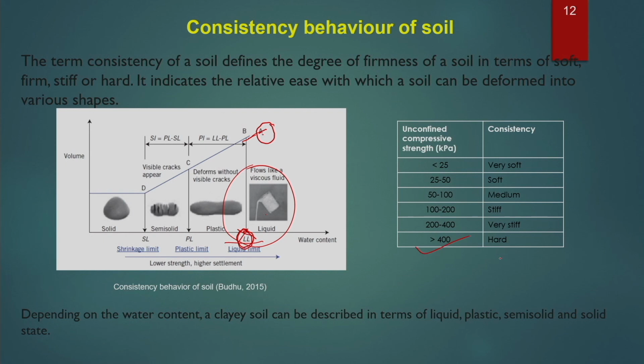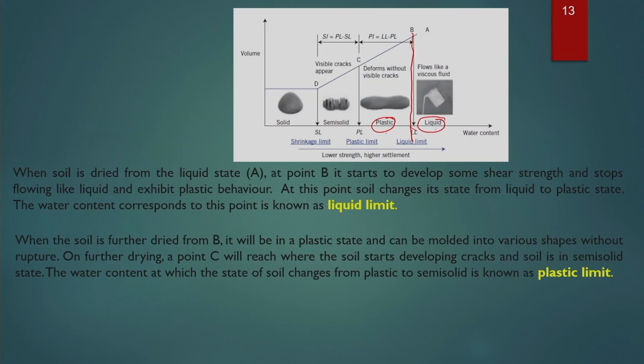Now when we dry the soil from A onwards and reach a state B, when the soil has developed some shear strength, that water content we know as the liquid limit. Now again we dry the soil further. As we dry the soil further, the water content will reduce, the volume of the soil will reduce, and the soil now will be deformed into different shapes. The soil will show some plastic behavior here.